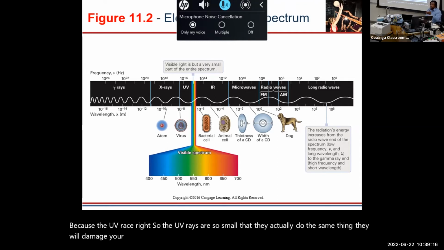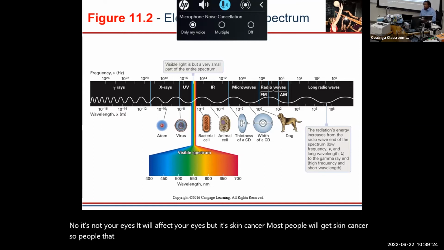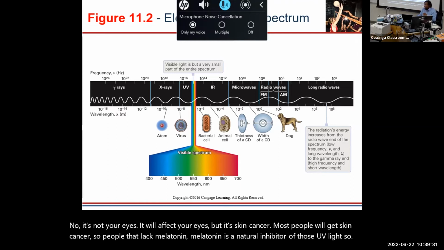But I thought it's mainly your eyes though, right? No, it's not your eyes. It will affect your eyes, but skin cancer, most people will get skin cancer. People that lack melanin, melanin is a natural inhibitor of those UV lights. Can you say melanin too, please? What was that?